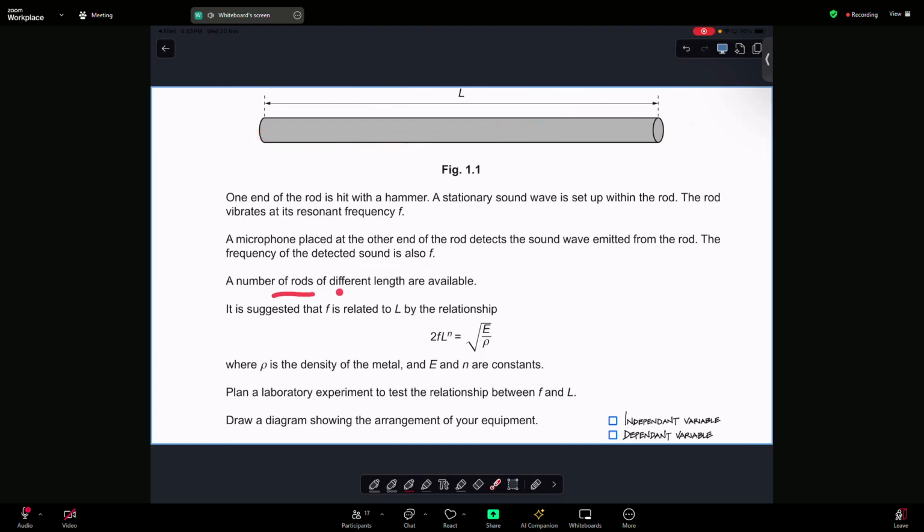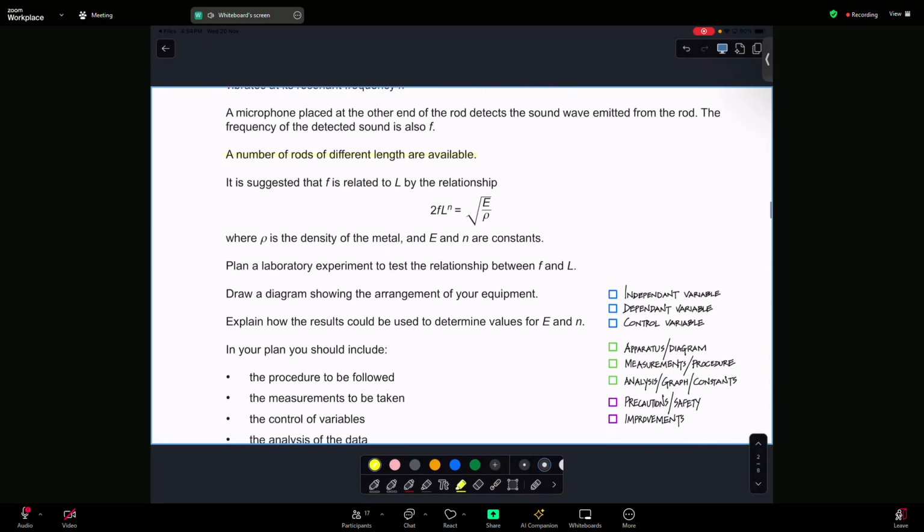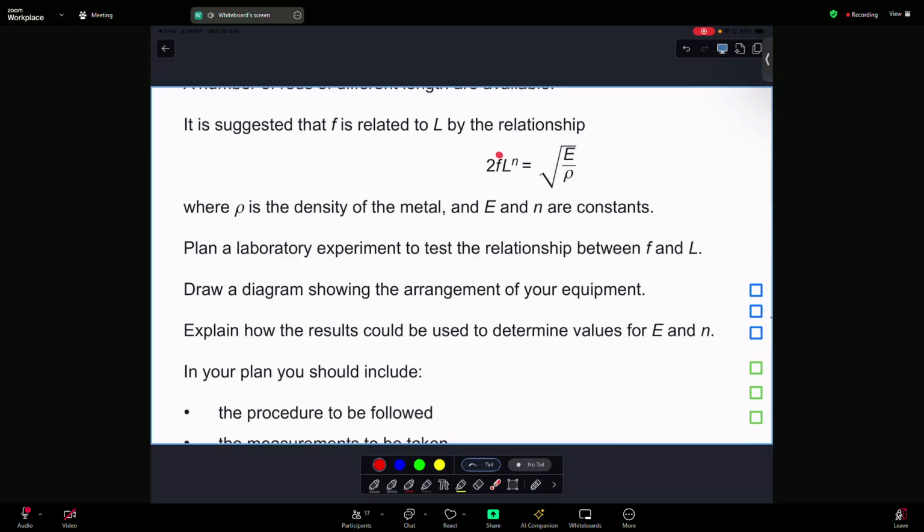A number of rods of different lengths are available. So you have a number of rods of different length available here. It is suggested that F is related to L by this relationship. So frequency is related to L by this equation. So finally, now we have meaning to this equation. So frequency and length, where rho is the density, E is a constant and N is a constant.